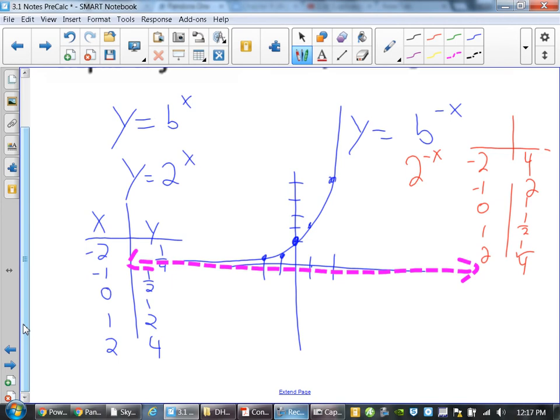There's parent functions. These would be your parents. Then you would shift them horizontal or vertical just by adding or subtracting your h's and k's. Nothing crazy, nothing you haven't seen, nothing you've never tried before. It's really, really simple.